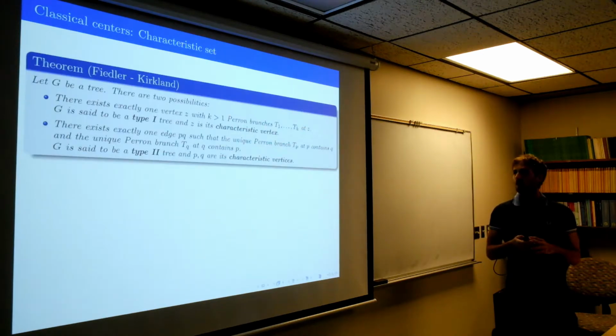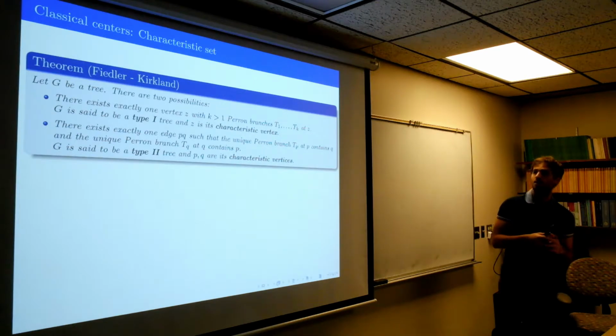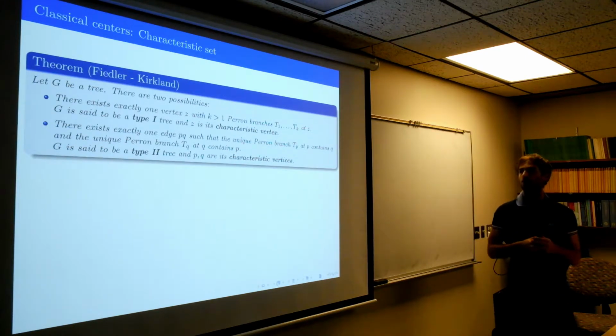And we have this classical theorem. The classical theorem is due to Fiedler, but this version is due to Kirkland. So given any tree G, there are just 2 possibilities. The first possibility is that there exists exactly one vertex Z having more than 1 Perron branch. In this case, G is called a type 1 tree, and Z is called its characteristic vertex. And we can consider such a tree to be odd in some way.